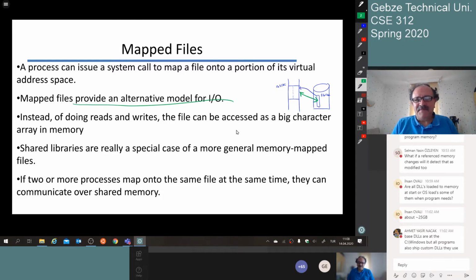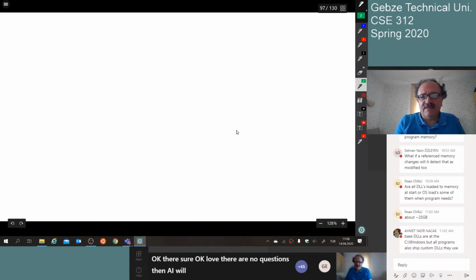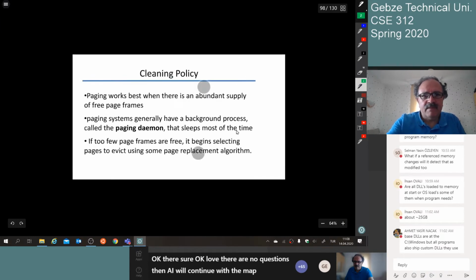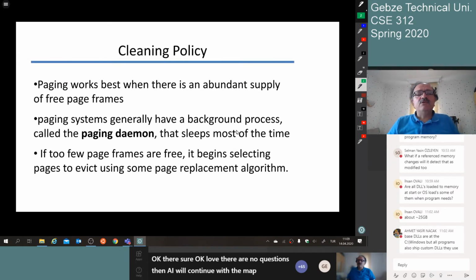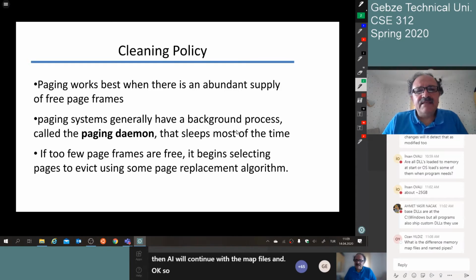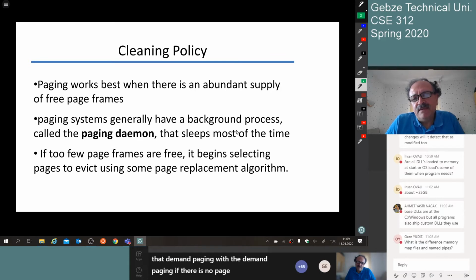Okay, they're shy. If there are no questions, then I will continue with the mapped files. So far we assume that with demand paging, if there is no page available, then I will replace one of the occupied pages.